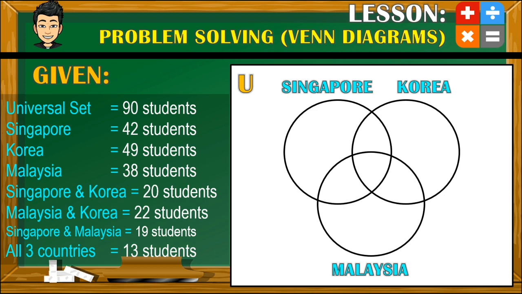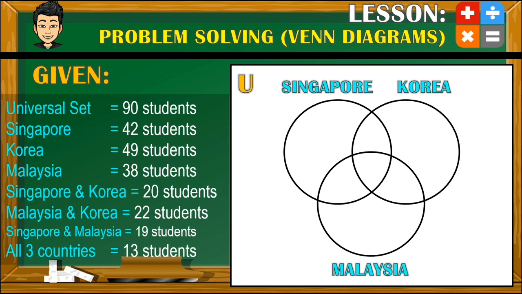Tulad ng sabi ko sa previous video natin, sa pagsagot ng kahit anong word problem, we start by writing the given. So sa problem na to, ang universal set natin o kabuuang bilang ay 90 students. Then we have the rest of the given. Also, dapat ding tandaan na importanteng may label o pangalan ang ating mga circles or sets para hindi tayo malito sa paglagay ng number of elements.